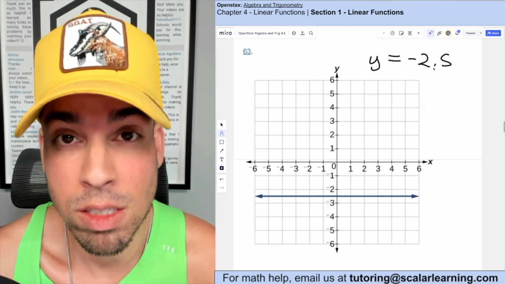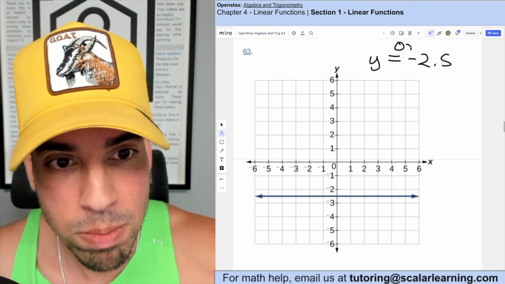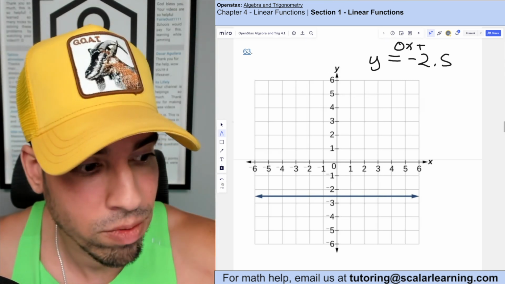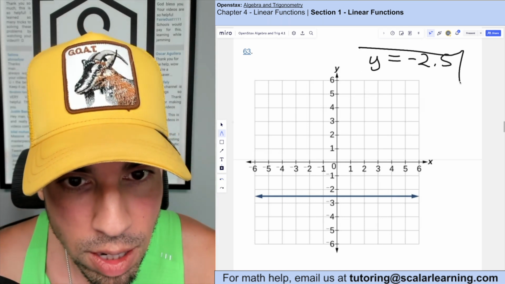It makes sense because the slope for a horizontal line is 0. So you could think about it like there could be a 0x plus negative 2.5, but we don't write it because 0 times x is just 0. So there's the winning answer.